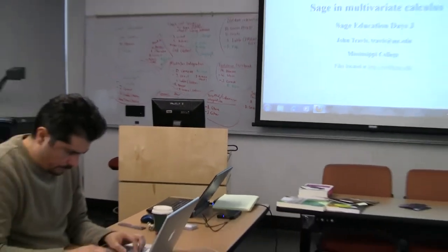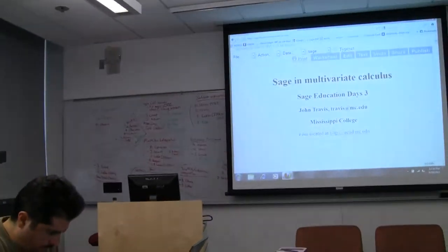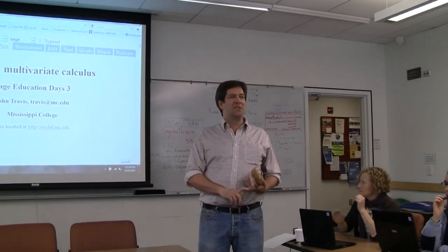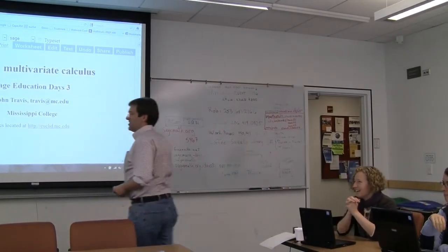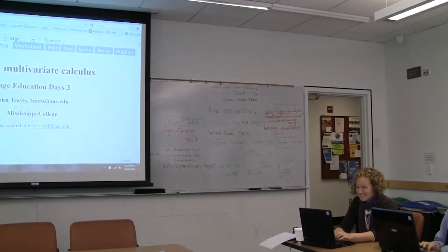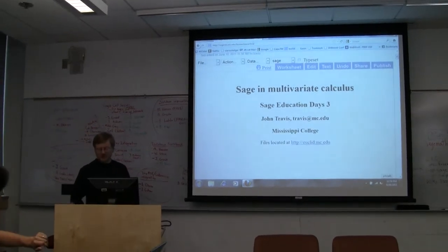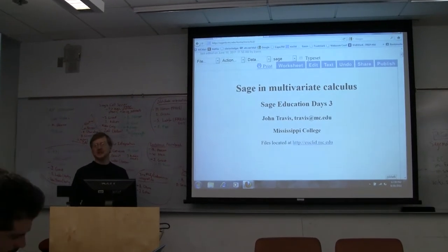This is round two. We have more calculus, more John, more Mississippi. John Travis. I was worried when you said you were going to say something, but a few words are worse than that. More Mississippi. Yes, I am John Travis.